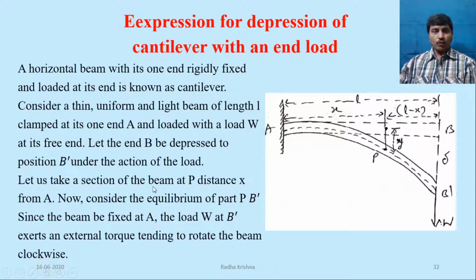Let us take a section of the beam at P, distance x from A. In the diagram, P is the section, at a distance x from end A. Now, consider the equilibrium of part PB dash. PB dash means this part. Since the beam is fixed at A, the load W at B dash exerts an axial torque tending to rotate the beam clockwise. Clockwise means along this direction.